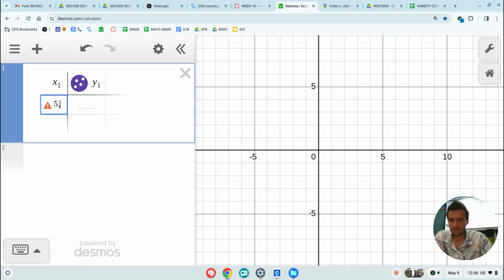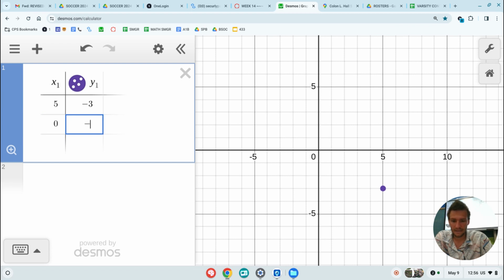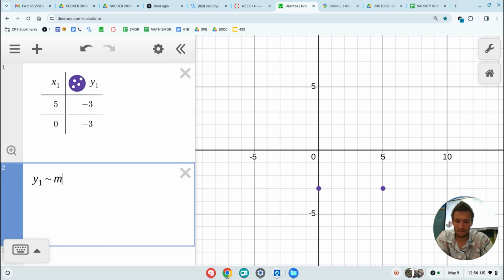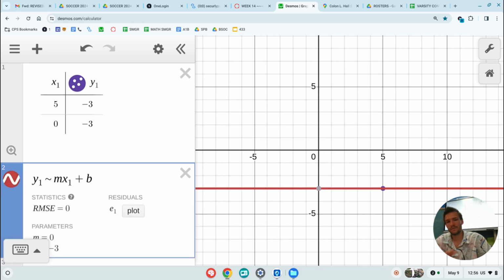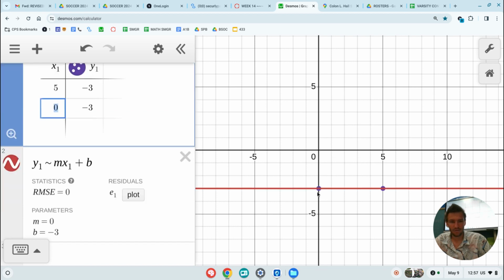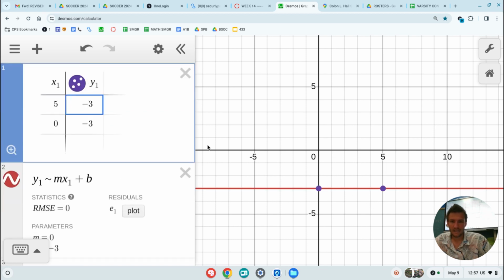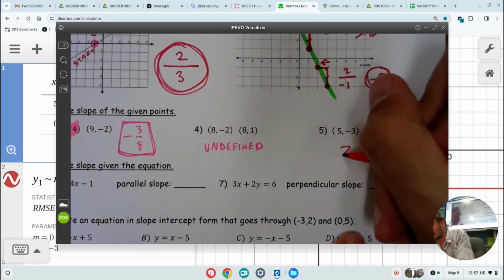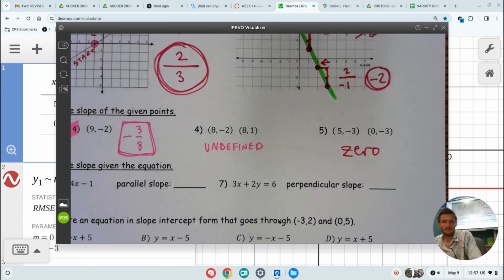5 comma negative. Oh, let's get rid of that comma. Just a 5 and -3. Then we've got a 0 and a -3. Then we're just going to type y equals mx plus b, except we're going to put those little 1s on there. And we get the m is 0. Again, that makes sense because my line looks flat. It goes through both of these dots. I think it looks great. The slope of this one is 0.